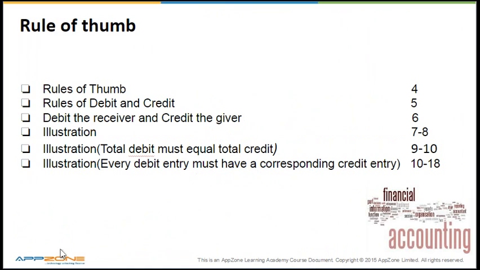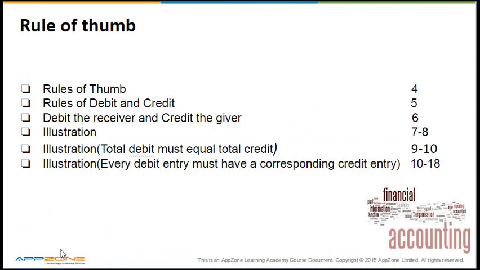Debit the receiver and credit the giver, and we'll be looking at illustrations as they pertain to other rules of accounting, including the rule that says your total debit must equal your total credit. Also, we'll look at illustrations that encapsulate the rule that says every debit entry must have a corresponding credit entry.